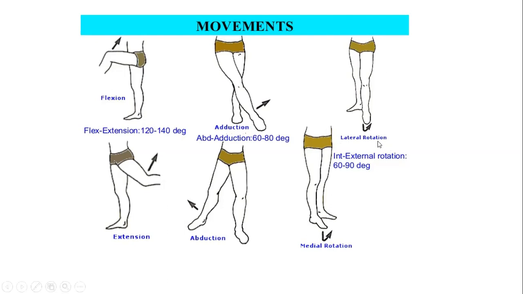Whereas lateral rotation is conducted by piriformis, obturator internus, gemelli, quadratus femoris, and obturator externus, assisted by gluteus maximus and sartorius. This movement, lateral rotation, is limited by the tension in the medial rotators, as well as the iliofemoral ligament. So this was all about the movements of the hip joint.